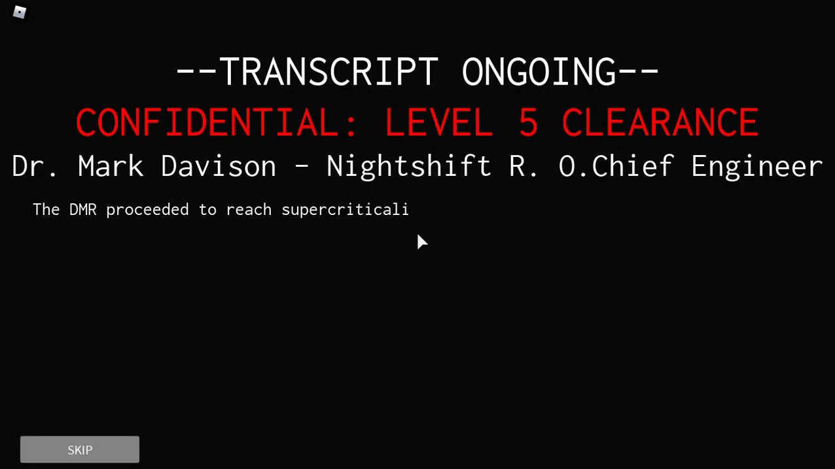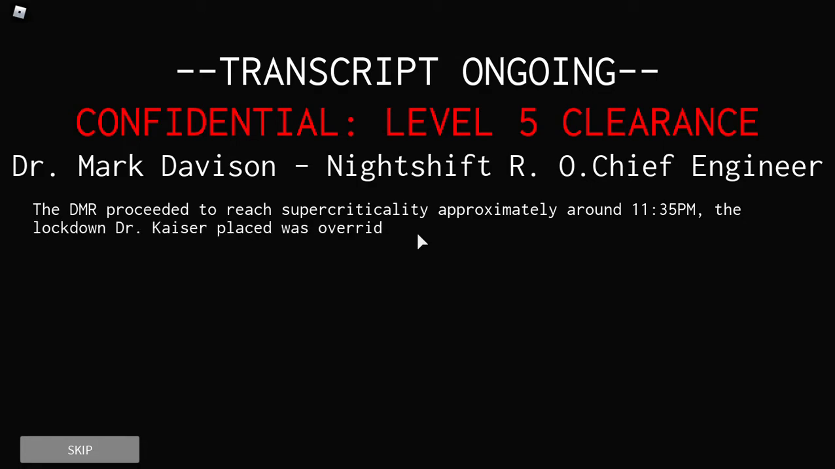The lockdown Dr. Qserf placed was overridden following the announcement of the code red emergency. The shutdown code had to be searched for manually. The automated systems in place were deleted with a force intrusion recorded around noon earlier today.